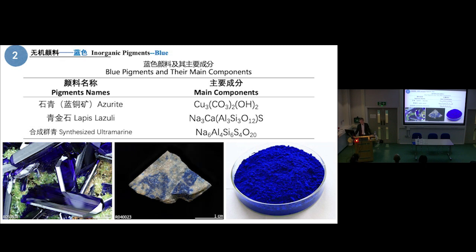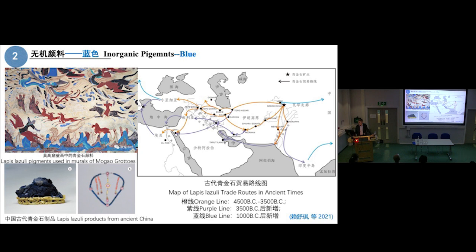And in the Qing Dynasty, maybe the 18th century, they used synthesized ultramarine, or we also say artificial lapis lazuli. Three kinds of blue pigment. This is the trade routing. This is lapis lazuli. Lapis lazuli traveled from Afghanistan to Europe to China. This picture shows the very early use of the blue pigment lapis lazuli. This is a lapis lazuli mural picture. In ancient China, lapis lazuli was just like a diamond. It's very expensive.